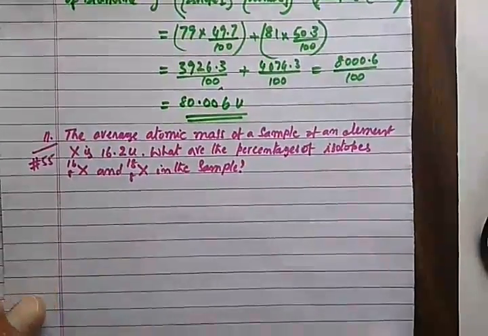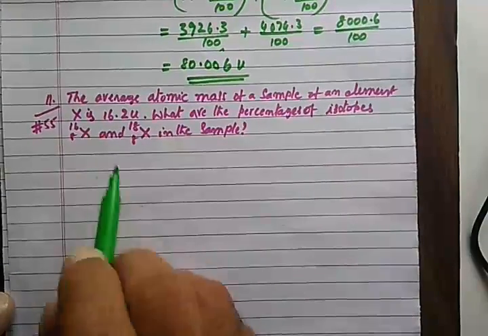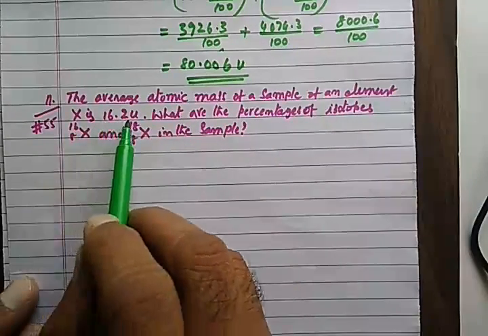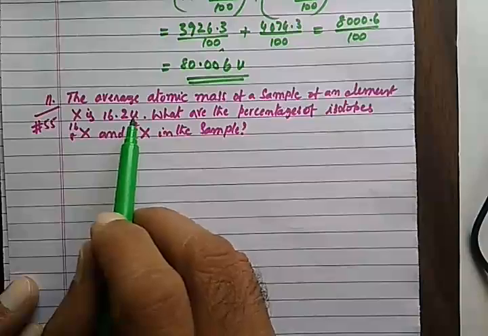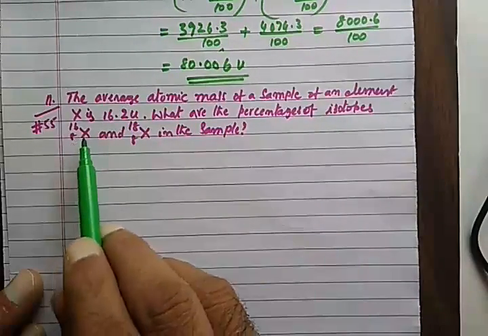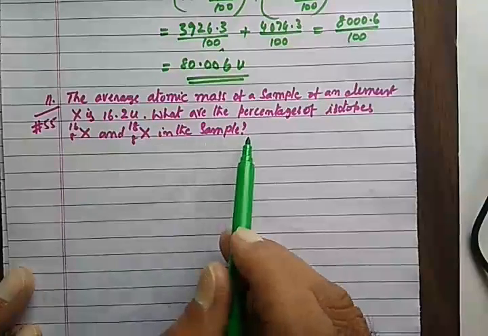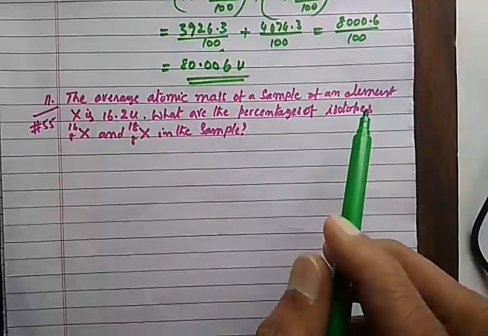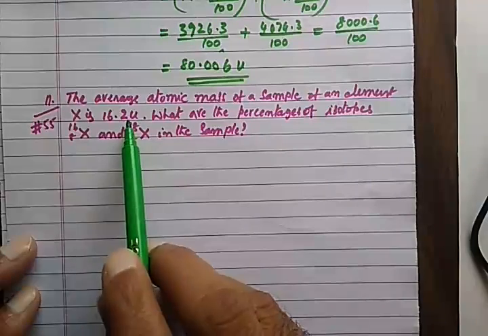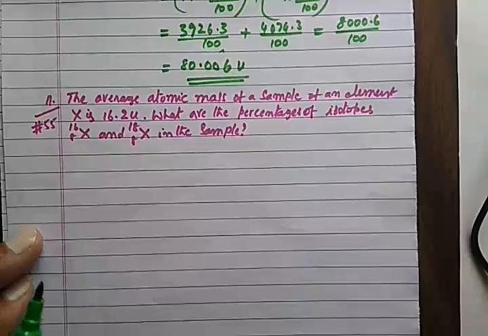Okay. Let us go to the second question. The average atomic mass of a sample of an atom X is 16.2 U. So here the average mass is given. What are the percentages of isotopes 16X8 and 18X8 in the sample? So the element symbol is X, and its mass is given and its isotopes are given. So we have to calculate the percentages.